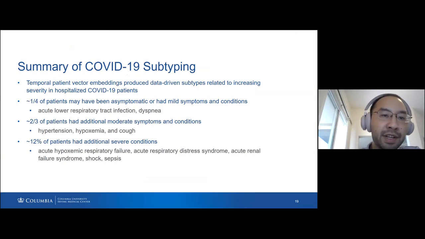The temporal patient vector embedding produced data-driven subtypes that were related to the increasing severity of hospitalized COVID-19 patients. About a fourth of the patients were either asymptomatic or had very mild symptoms, including acute lower respiratory tract infection and dyspnea. About 2/3 of the patients had more moderate symptoms and conditions, including hypertension and hypoxemia and cough. About 12% of the patients had severe conditions, including acute hypoxemic respiratory failure, acute respiratory distress syndrome, acute renal failure syndrome, shock, and sepsis.